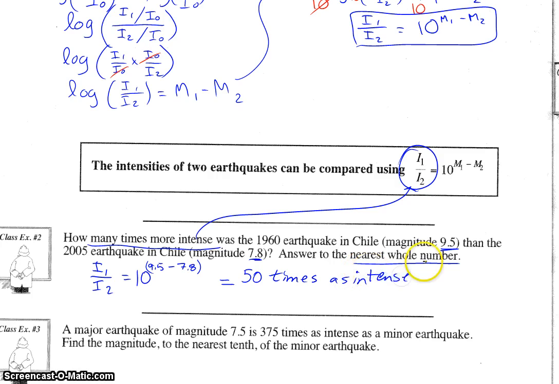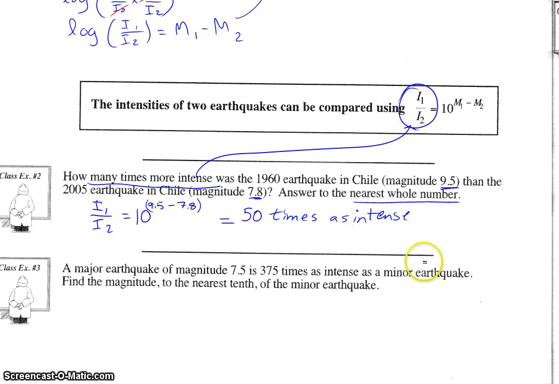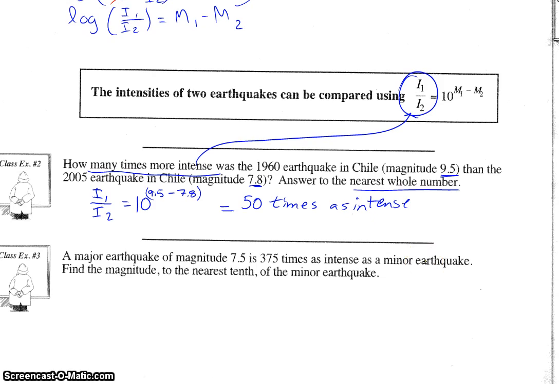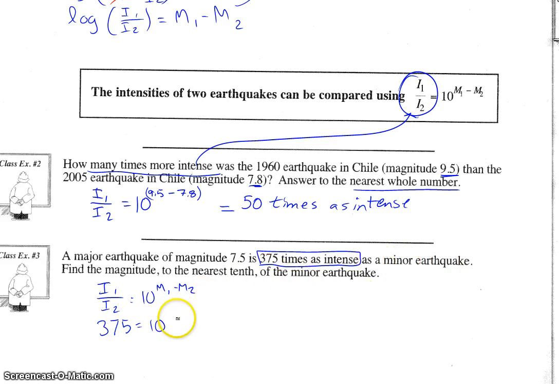Okay. Now, other way we could turn this one around is with example 3. A major earthquake of magnitude 7.5 is 375 times as intense as a minor earthquake. Find the magnitude of the minor earthquake. Okay, so what they're giving you here by saying 375 times as intense, they're giving you in this equation the I1 over I2. So that is your 375, okay, equals 10 to the, and then the minor earthquake is the one we're looking for.